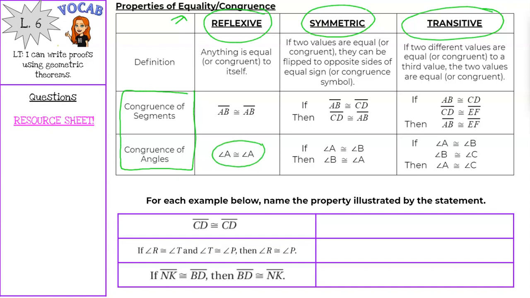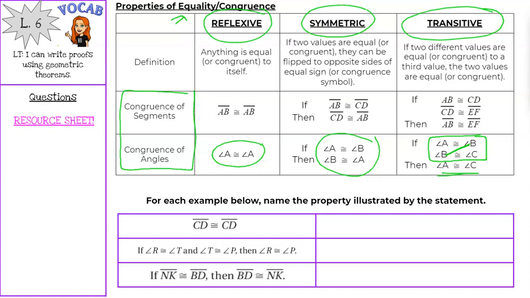The symmetric property is if two values are equal or congruent, they can be flipped to opposite sides of the equal sign or congruence symbol. So if angle A is congruent to angle B, then angle B is congruent to angle A. We can do that flip-flop. And then the transitive property: if two different values are equal or congruent to a third value, the two values are equal or congruent. So if angle A is congruent to angle B and angle B is congruent to angle C, see angle B is in both, so then the other two, angle A is congruent to angle C.